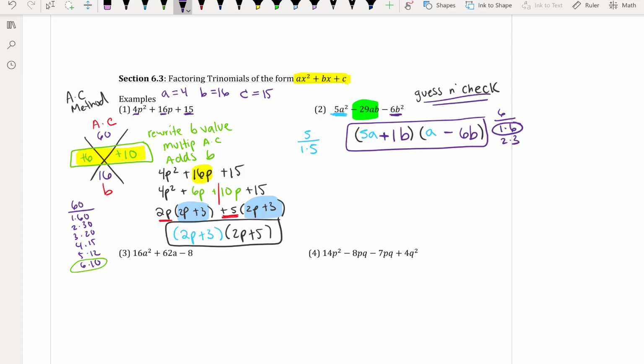And if you're like, oh my goodness, how did she do that? Well, I did it by lots of practice. Remember, I've been factoring for several years now. But if you do not like this guess and check, that's fine. Go back to the AC method, okay?